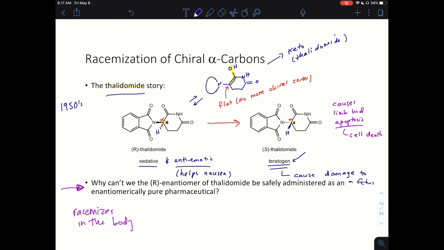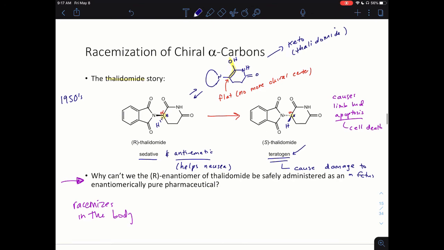So even though today you can make R-thalidomide, you cannot administer it to pregnant women because in the body it will racemize to make the mixture of the R enantiomer and the S enantiomer. I will say this is still used as a drug today to treat multiple myeloma. However, it is not given to pregnant women.